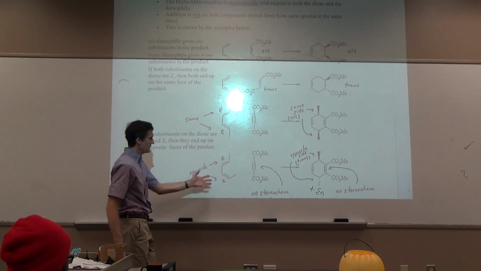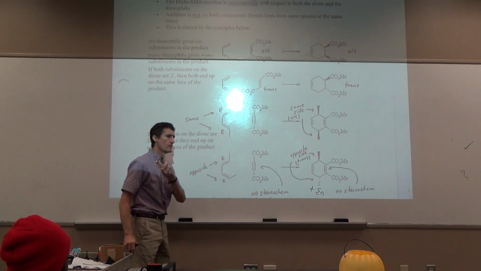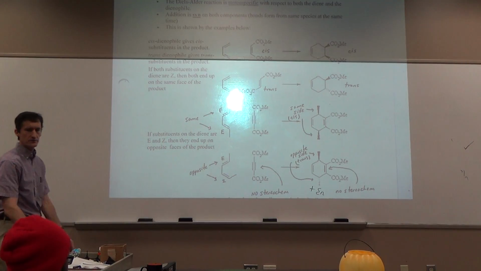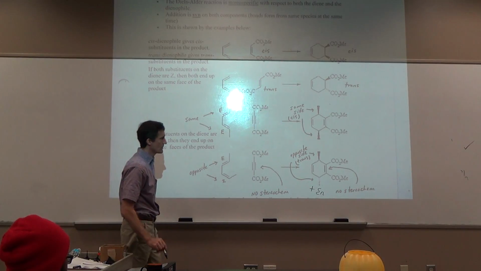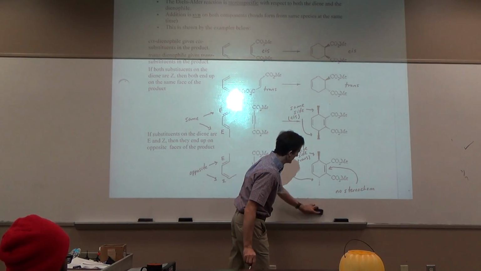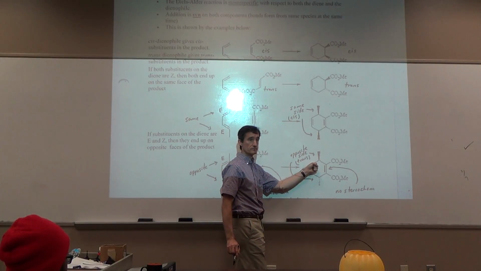Now you can think about how this approaches. Is it going to approach one way versus another? You can think about that. What's a simpler way to know that it's going to have an enantiomer? What if it didn't? That product's chiral. That means it's optically active.